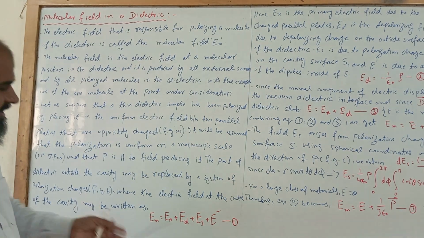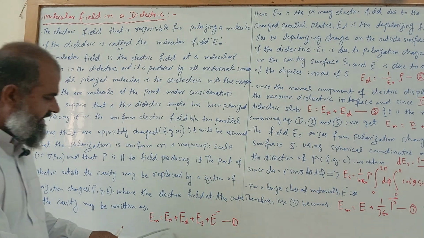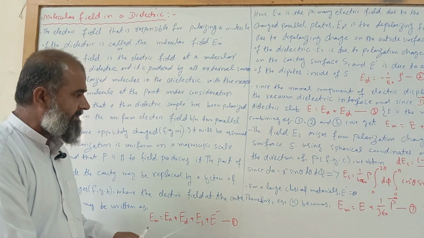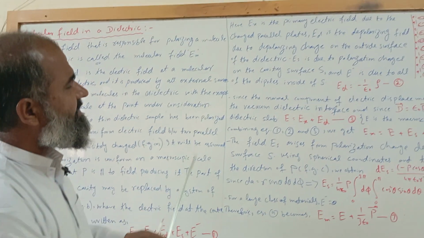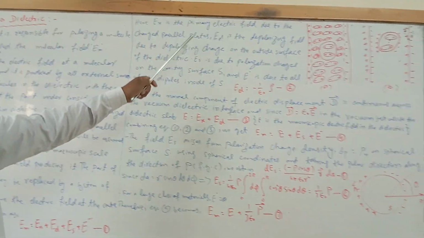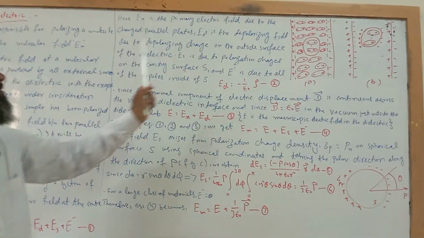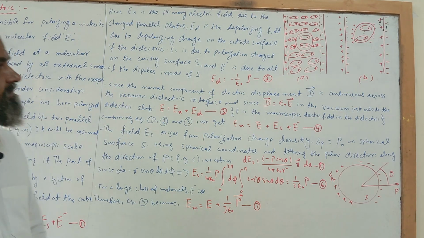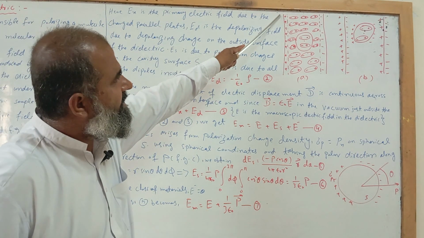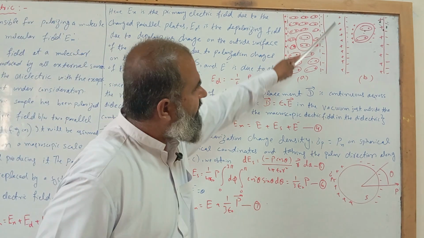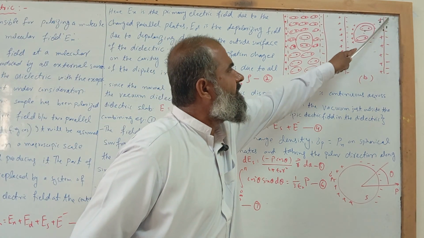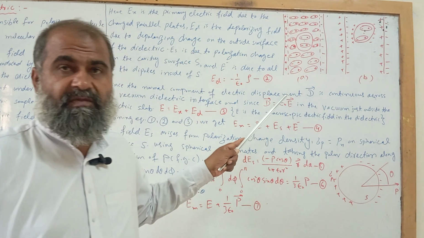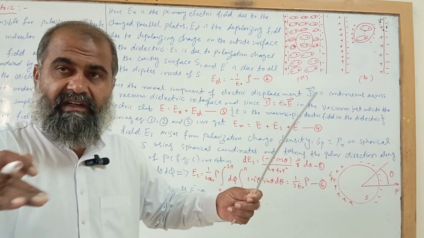Now we will see what these Ex, Ed, Es and E prime are. Ex is the primary electric field due to the charged parallel plates, meaning the electric field due to these charges. This is a primary field, meaning the applied field.